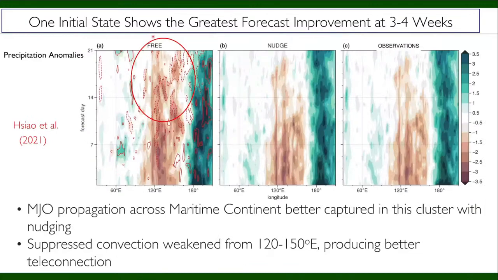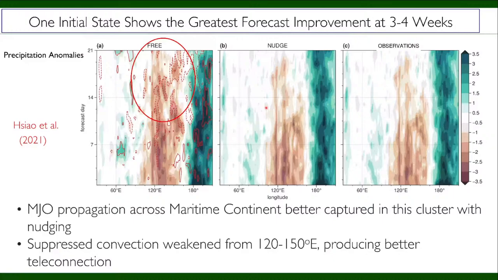And we looked a little bit more at this, and essentially what is going on is that the free run cannot maintain an MJO that crosses the maritime continent. But if you provide nudging to the tropics, you can actually sustain an MJO that propagates across the maritime continent, and that actually weakens the initial strong negative precipitation anomaly that occurred in the initial state. So you can see that nudging has a lot less precipitation than free here. So the model has problems crossing the maritime continent, and we could help it out with nudging to actually improve the simulation and improve West Coast precipitation.